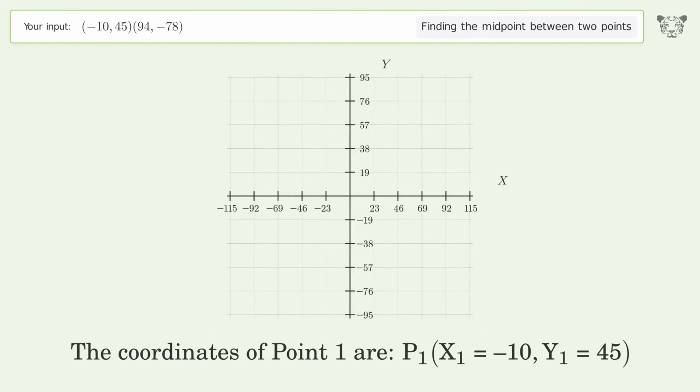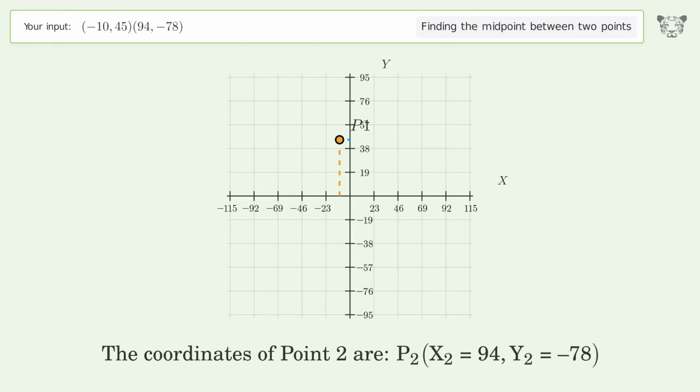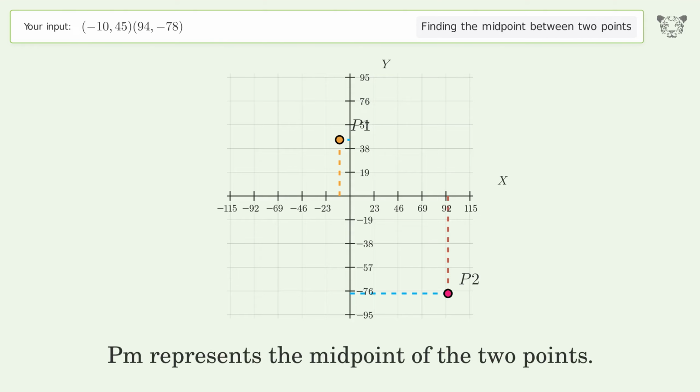The coordinates of point 1 are, x1 equals negative 10, y1 equals 45. The coordinates of point 2 are, x2 equals 94, y2 equals negative 78. PM represents the midpoint of the 2 points.